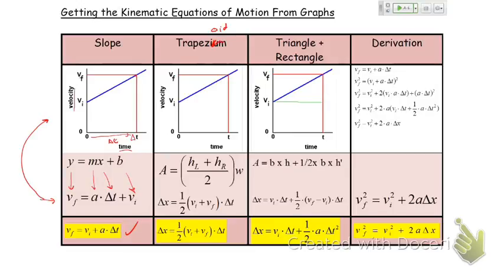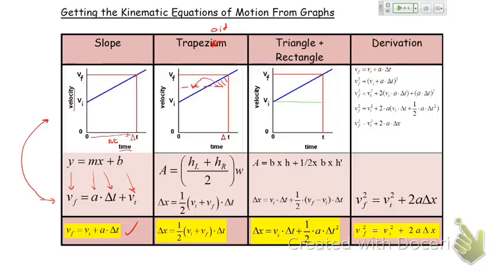Trapezoid. That means it's like a triangle with a bit cut off it. The way you get the area is, you take the average height, imagine cutting off this little triangle here, and slipping it into there, making a nice rectangle. And the rectangle is the average height times the width.